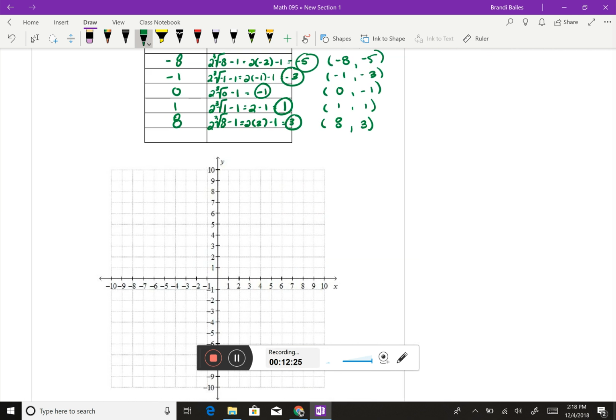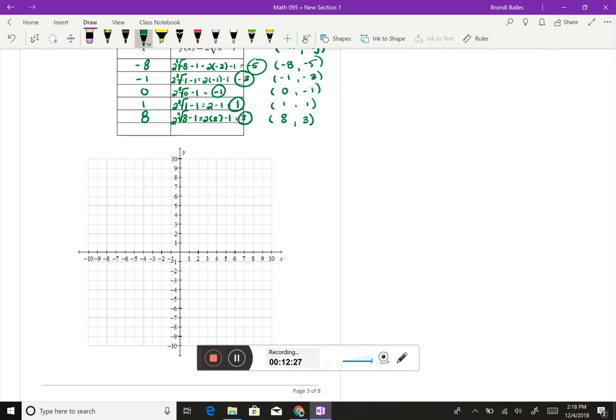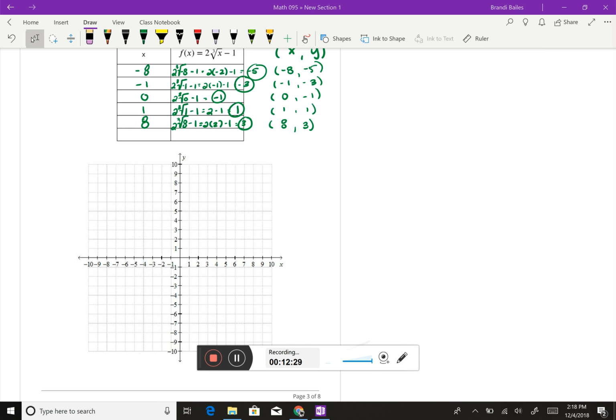I'm going to learn my lesson from last time and make sure that I can see the points while I'm filling them in. Okay, so -8 and -5. I'm going to go to -8 on the x-axis and -5 on the y. And put a point right there. -1, -3. I'm going to go to -1 here and -3 on the y. I have 0, -1.